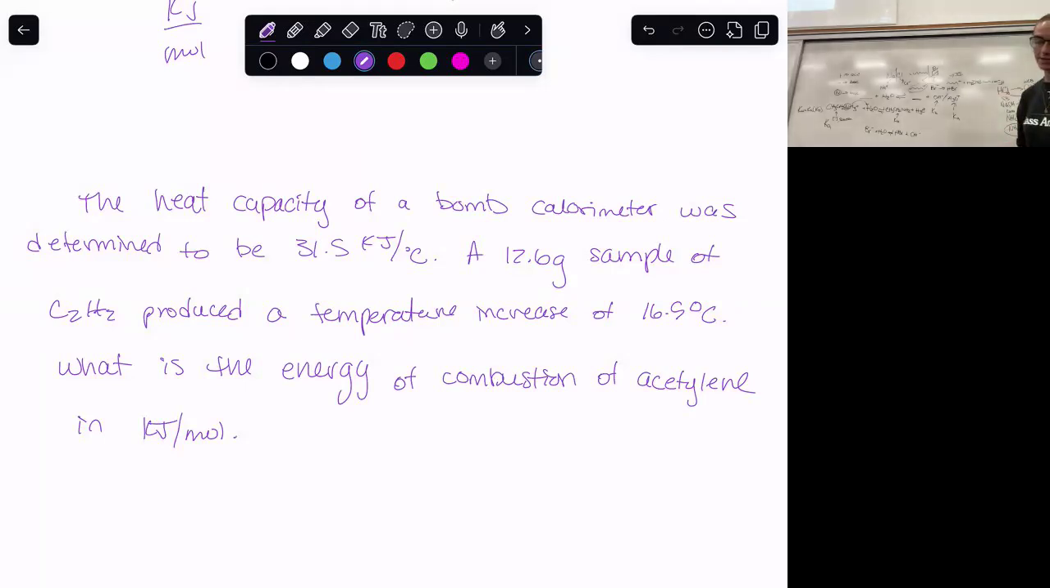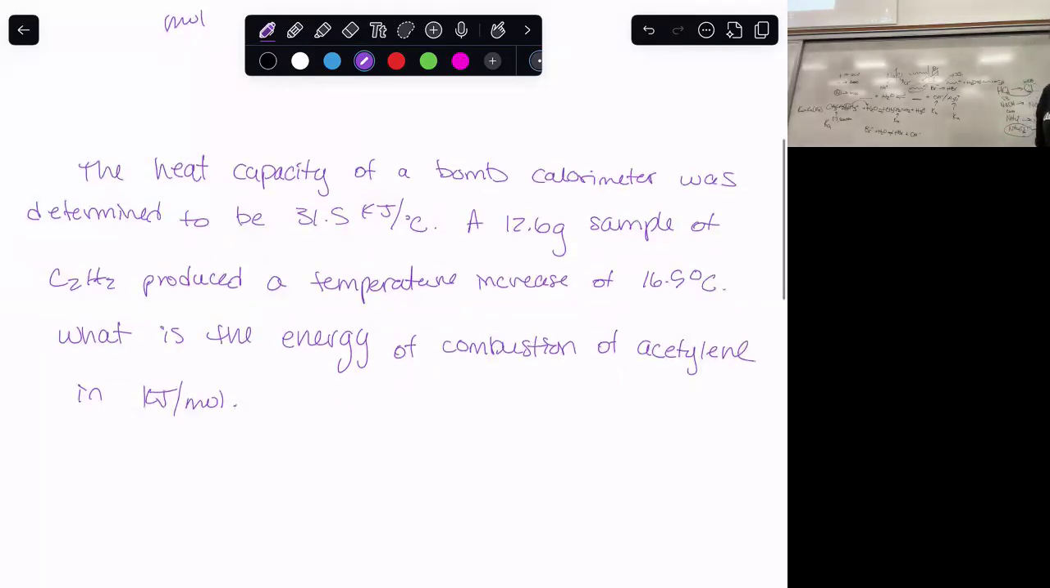Right, so this question here: the heat capacity of a bomb calorimeter was determined to be 31.5 kilojoules per degree Celsius, and a 12.6 gram sample of C2H2 produced a temperature increase of 16.9 degrees. So what is the energy of the combustion of acetylene in kilojoules per mole? You're going to solve for Q, it's going to come out to be kilojoules. You then need to use the 12.6 grams that you're given to get to moles of that acetylene, and then divide your answer at the very end by the moles. Okay, so how would we solve this type of question?